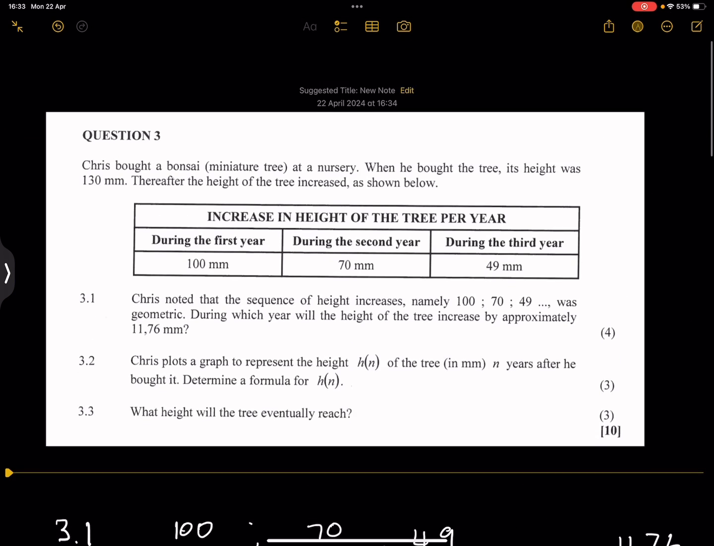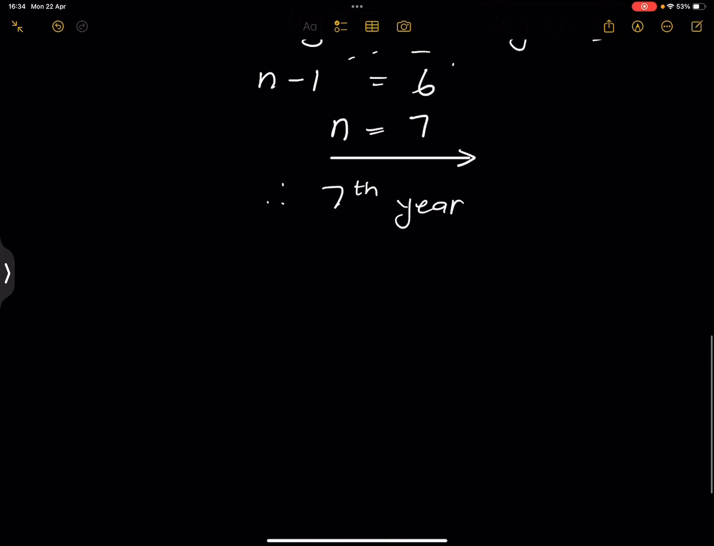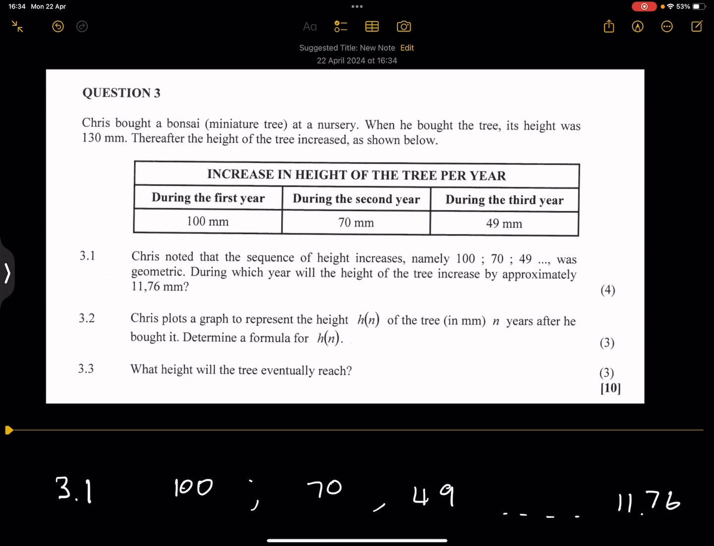Okay, so going on to the next one, they say Chris plots a graph to represent the height Hn of the tree in millimeters, n years after he bought it. Determine the formula for Hn. Now remember that the initial height of the tree was 130, and thereafter it increases by that geometric sequence, right? So please don't forget the 130 there.